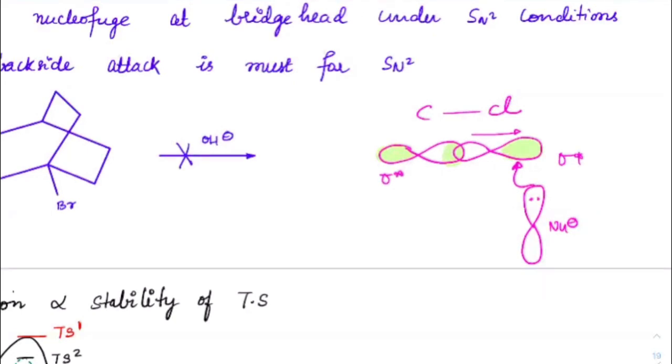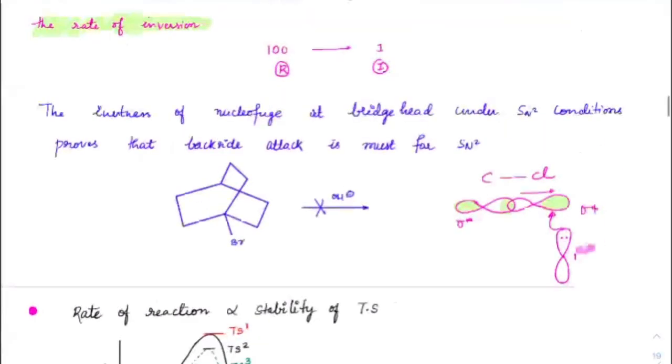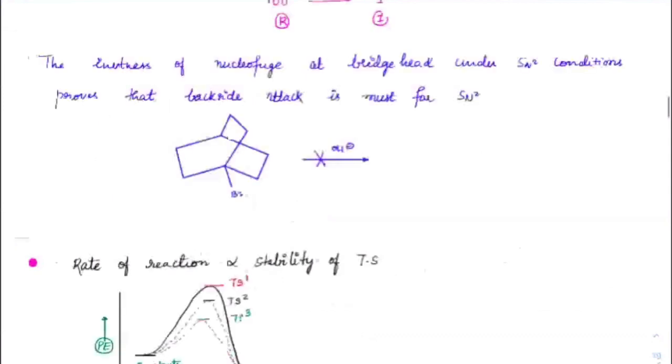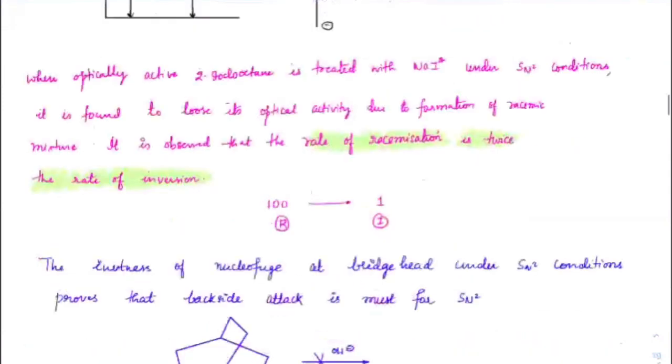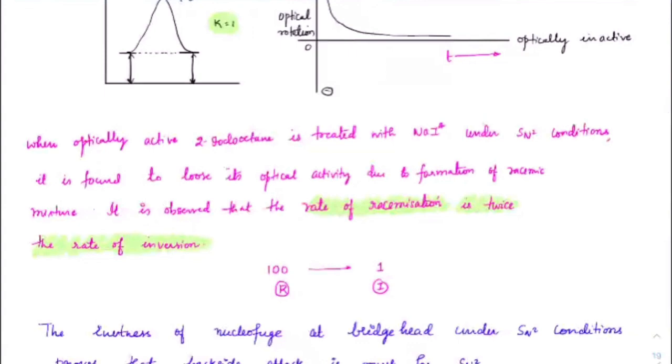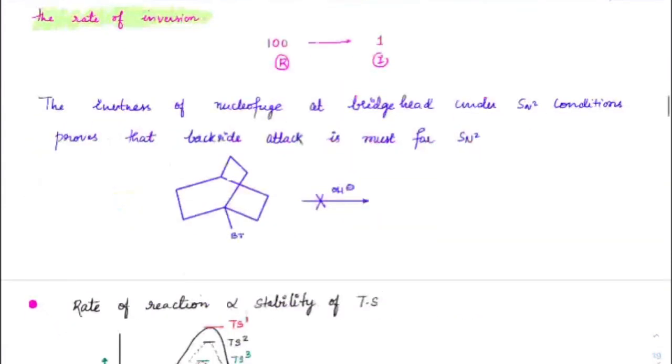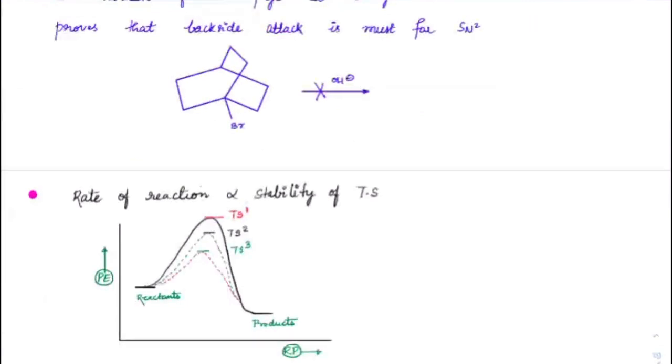I hope now you understood, because this has been shown experimentally: there is an inertness happening with the bridgehead group, which tells us the backside attack of SN2 is a must. If that is not happening, there is no SN2 happening. So far we have seen the important features of SN2, and how stereochemically it is always a backside attack.